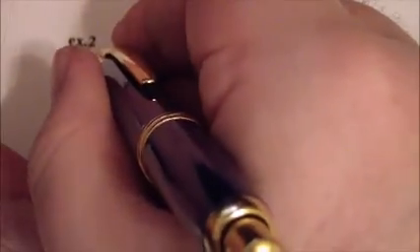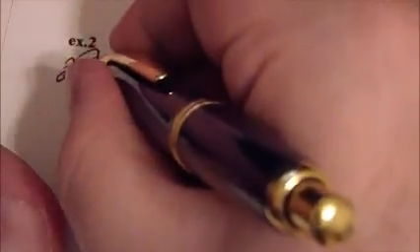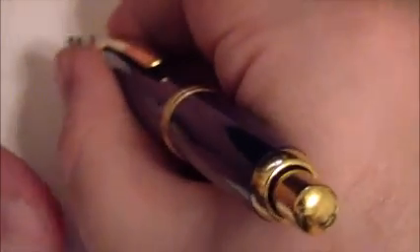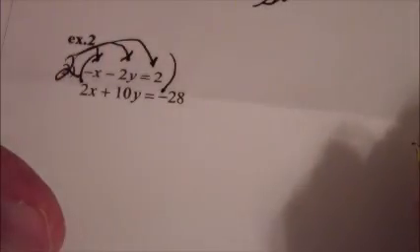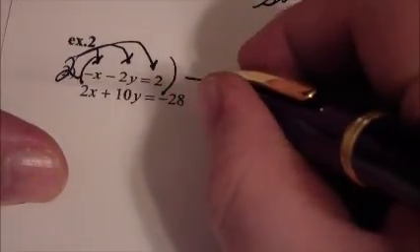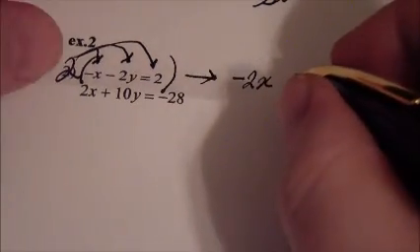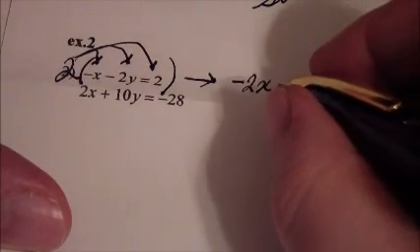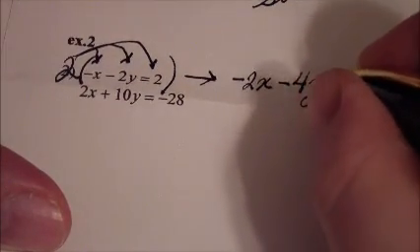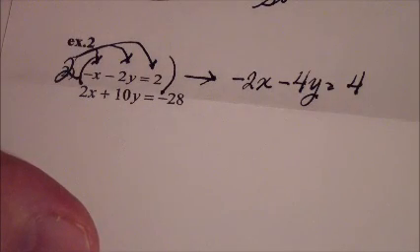What would be the easiest part for us to find? Well, multiplying by 2 is pretty nice, so let's do that. Multiply the top equation by 2. This guy multiplies straight through, hits everything in its path. 2 times negative 1 is going to give us negative 2x. Then 2 times negative 2y is going to give us negative 4y. And last one, 2 times 2 is 4. Okay, that's the top equation.